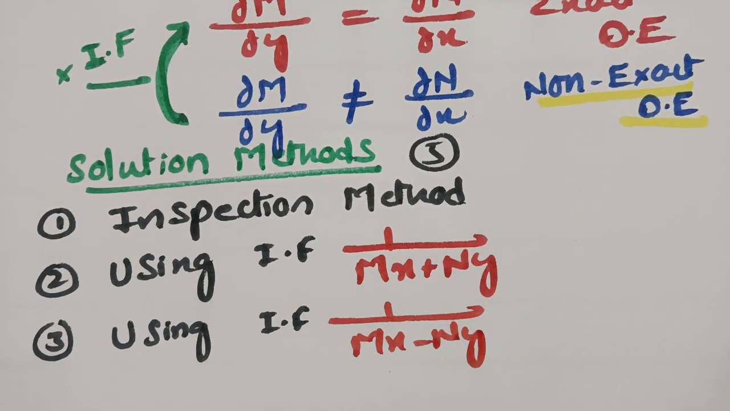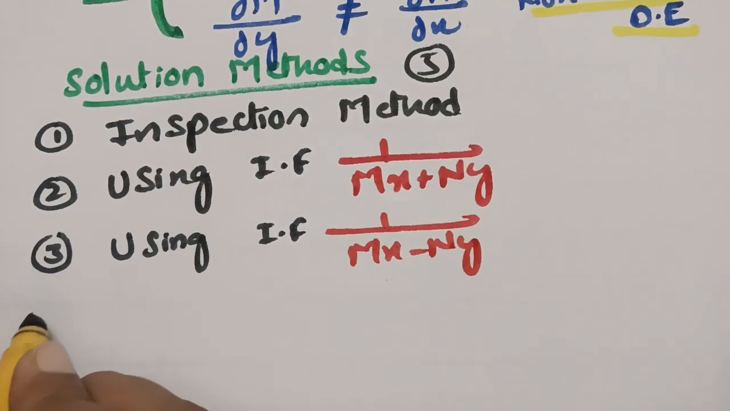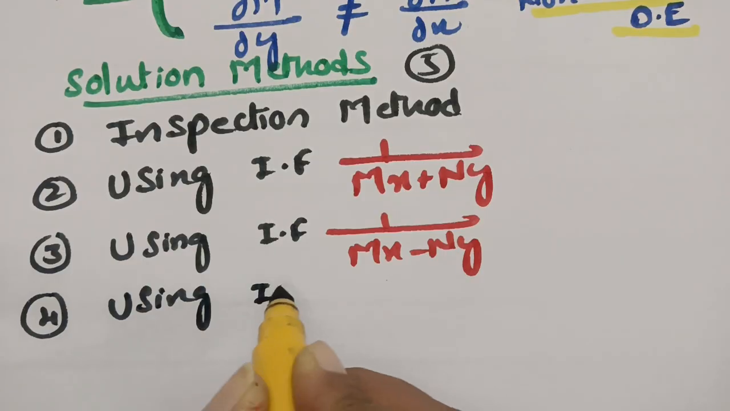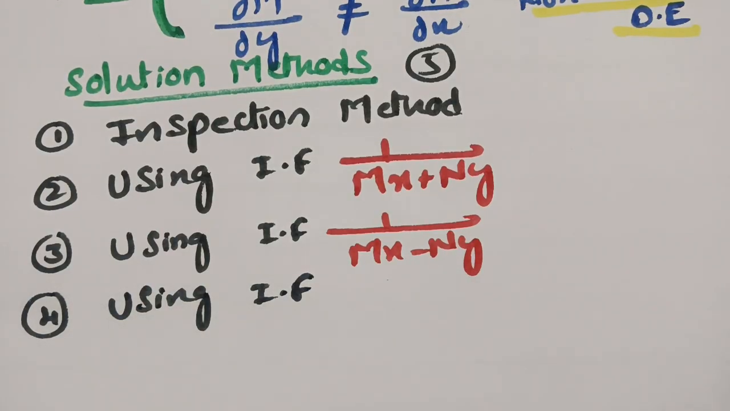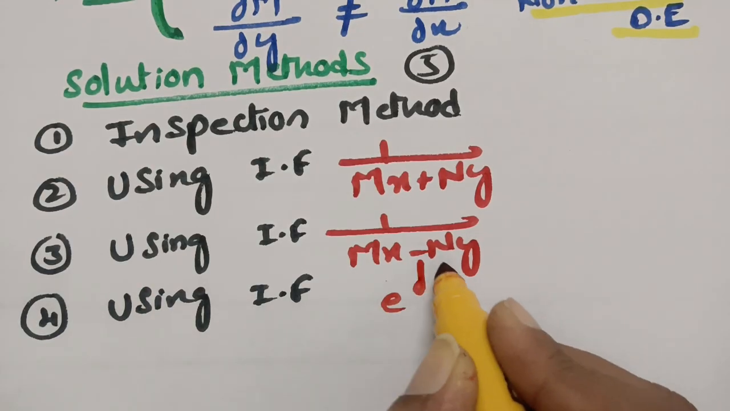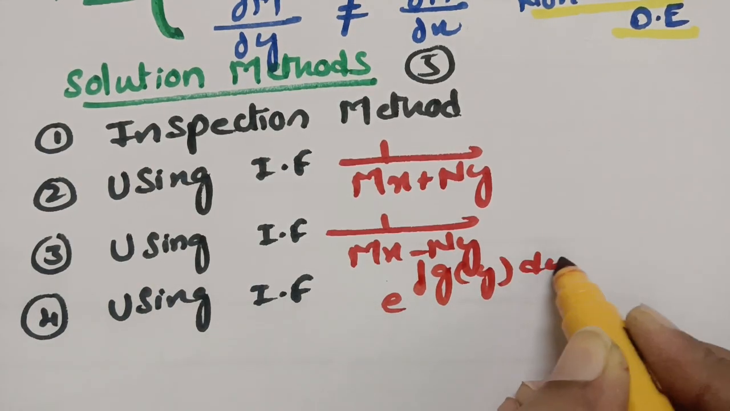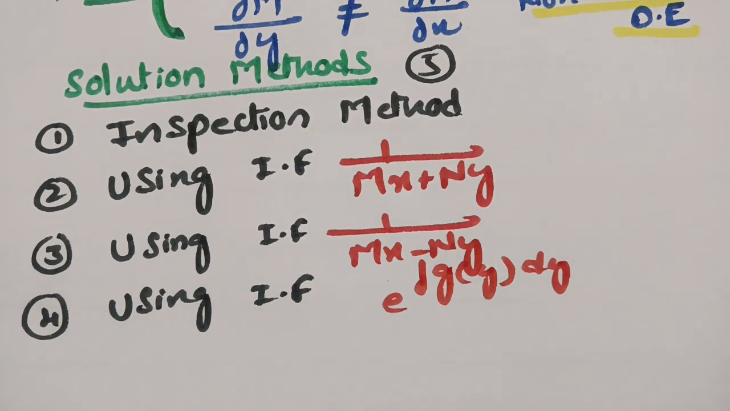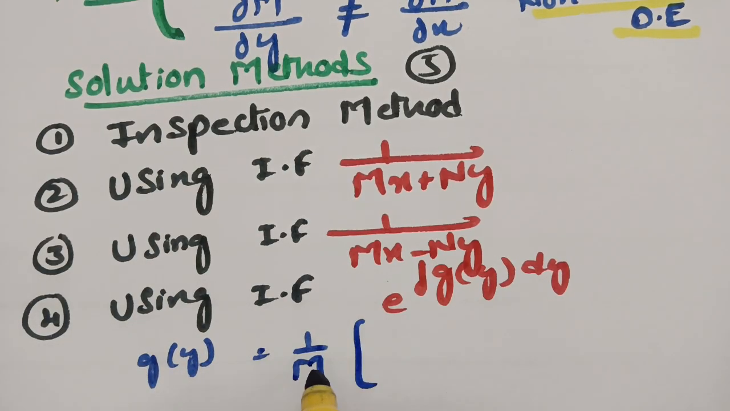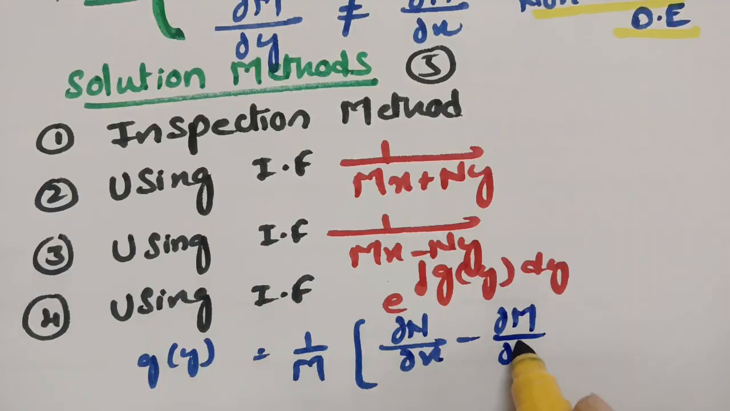The fourth method is using the integrating factor e to the power integral of g(y) dy. How do we get this g(y)? g(y) is nothing but 1 by M times (∂N/∂x minus ∂M/∂y).